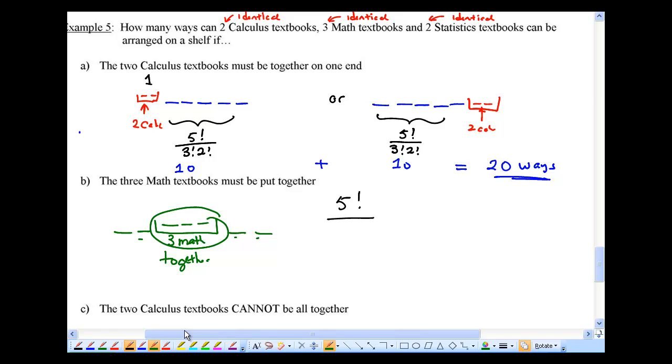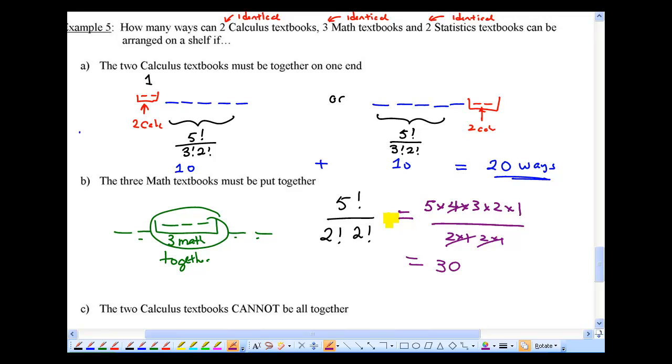And then now we have 2 of the same thing, the 2 calculus textbooks. We have 2 of the same thing, the 2 statistics textbooks, and one big group of math textbooks that we treat as one item. So you can say 1 factorial there if you want, but I won't. So let's put an equal sign. 5 times 4 times 3 times 2 times 1, over 2 times 1, 2 times 1. That just disappears the 4. 5 times 6, that looks like it's 30 ways.